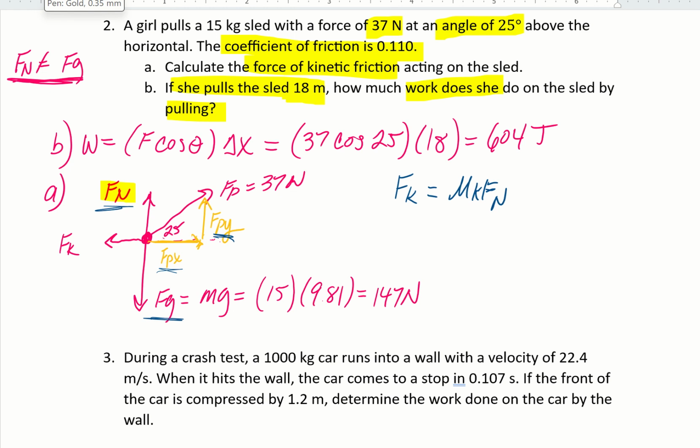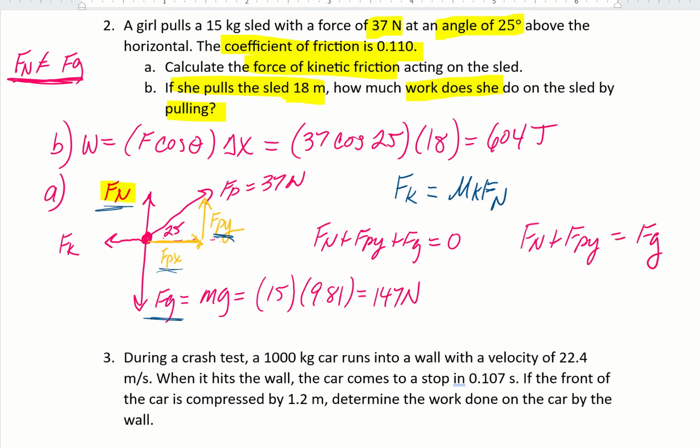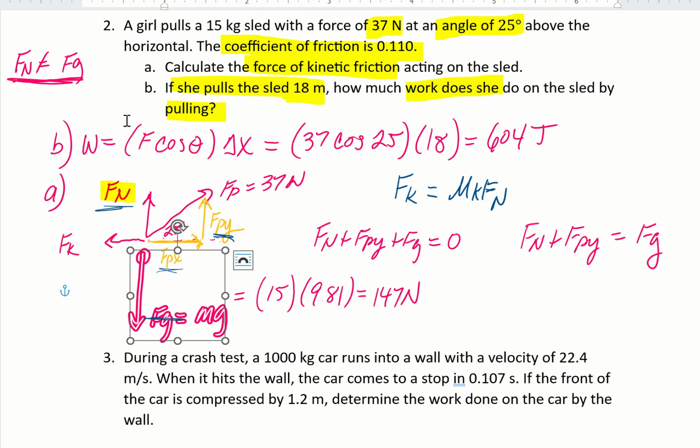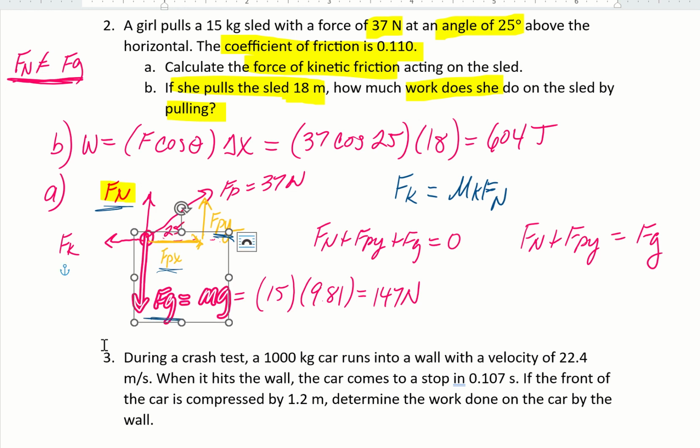So I know that Fn plus Fpy plus Fg has to be 0. Otherwise, like the wagon or the sled or whatever's going on here would be falling through the ground or blasting off into space. Okay? And the other way of writing this is Fn plus Fpy is equal to Fg, because Fg is opposite, so that's going to be a negative. But Fg is opposite the other two forces, the Fn and the Fpy.